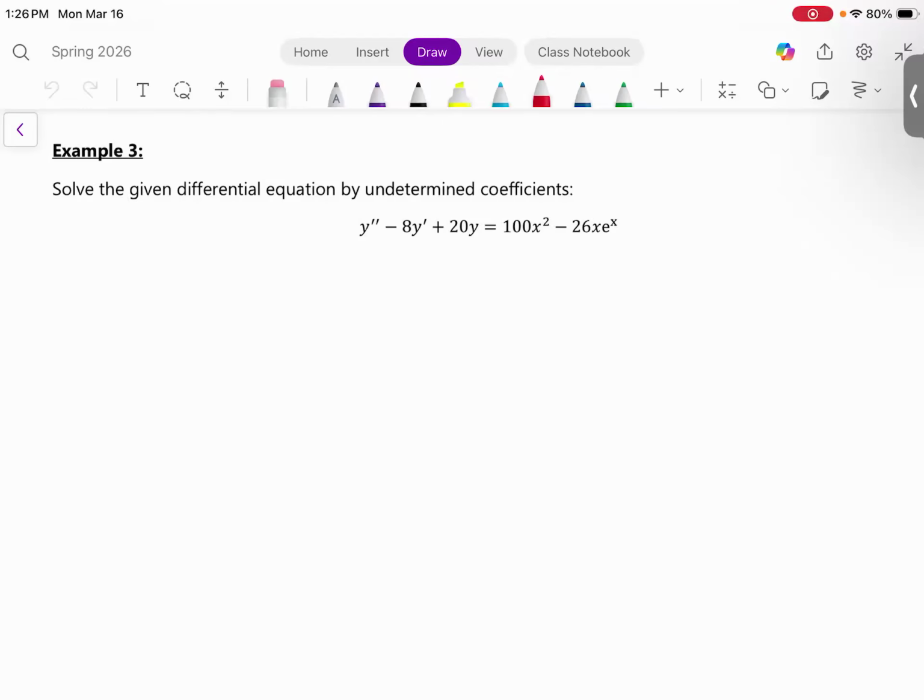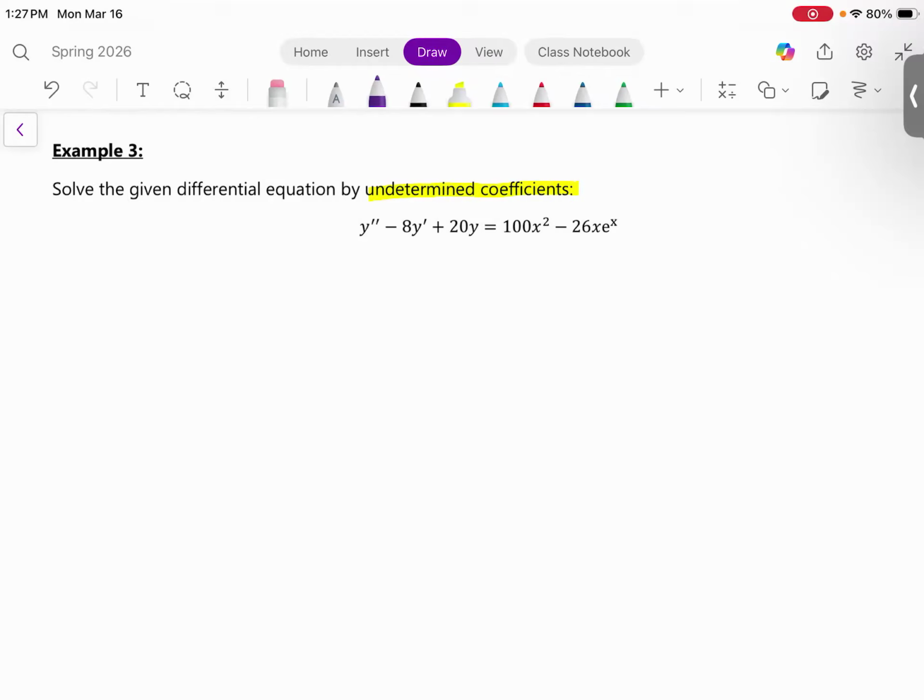Hi everybody, welcome back to the section 4.4 video. In this video, we're going to take a look at another example of a non-homogeneous differential equation and solving it by the method of undetermined coefficients.